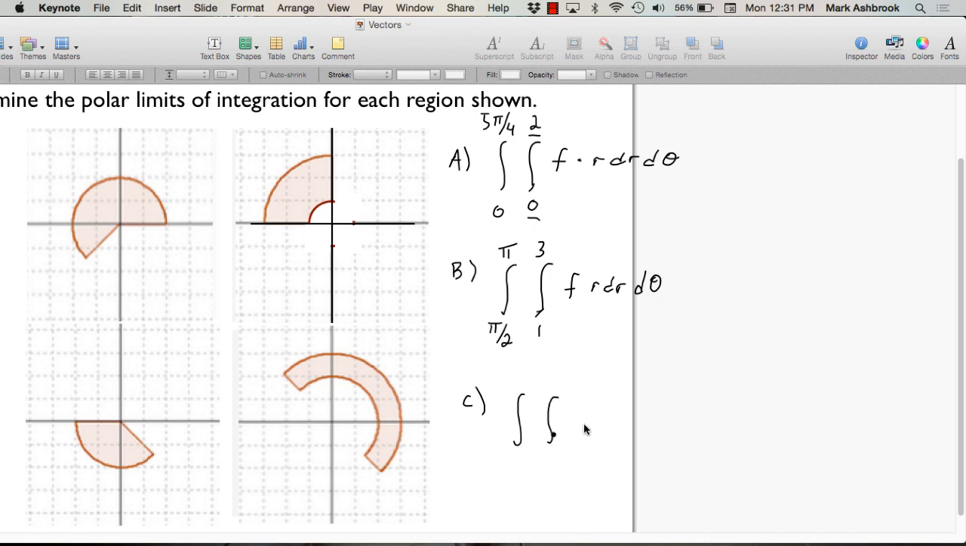All right, next one. Inside to outside, starting angle to finishing angle. Did you get it? Then 0 to?